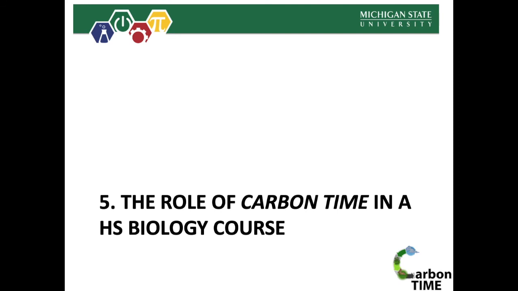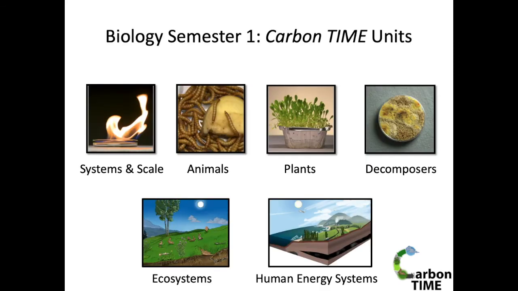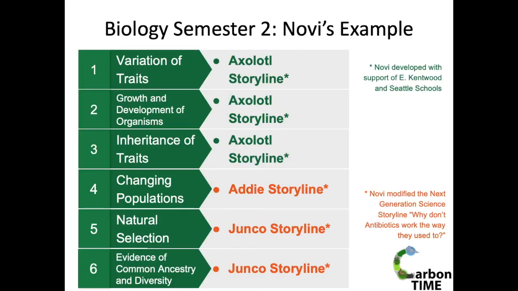Now let's look at the role of CarbonTIME in a high school biology course. The most common implementation of CarbonTIME units is as one semester of high school biology, when Earth and space science standards on climate change are incorporated into biology along with the life science standards. The 6 units take around 3 weeks each, although animals, plants, and decomposers have some identical activities. Teachers are prompted to skip these or to use them in modified ways for review.